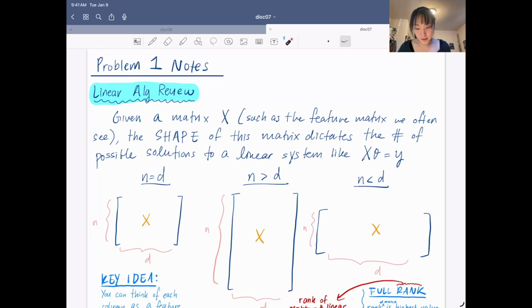In this discussion, which is discussion 7, we're first going to be doing a problem on gradient descent, and following that, we're going to be doing a problem on ROC curves.